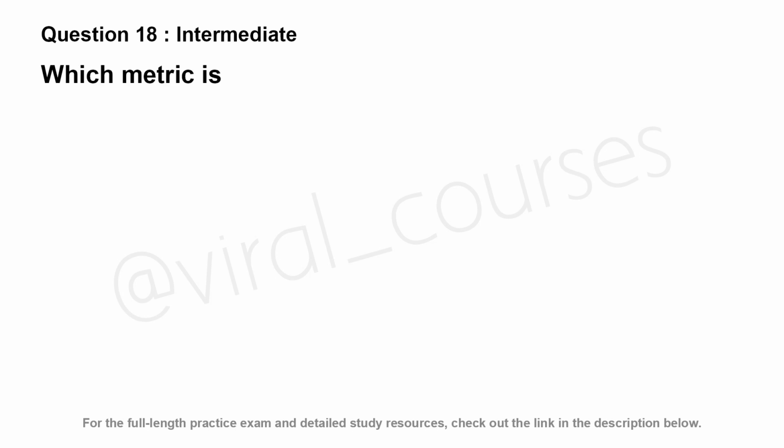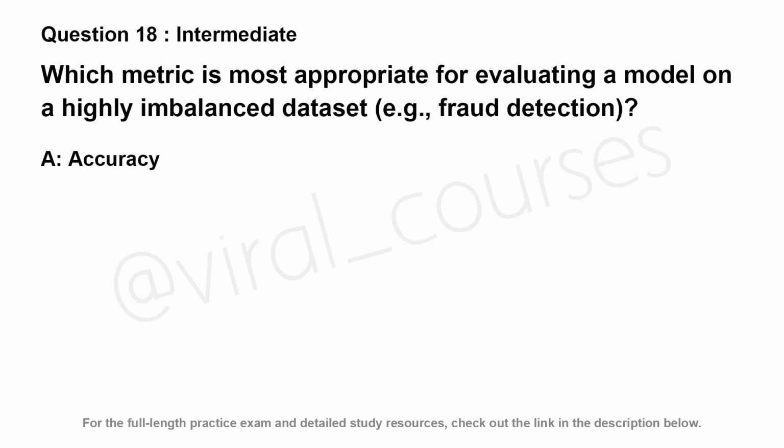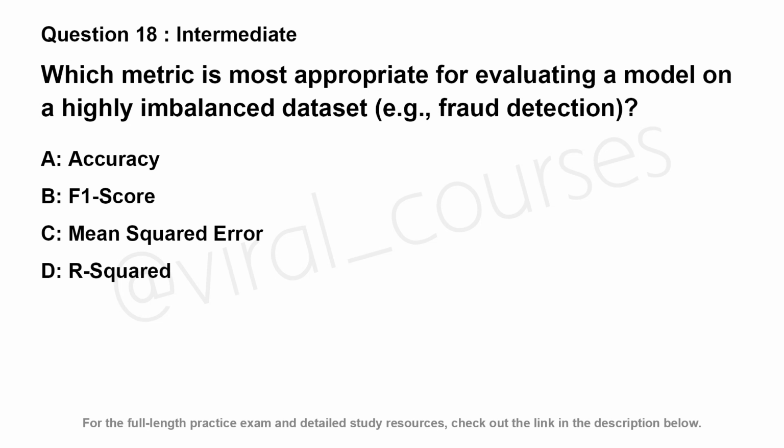Which metric is most appropriate for evaluating a model on a highly imbalanced dataset, e.g., fraud detection? Option A. Accuracy. Option B. F1 score. Option C. Mean squared error. Option D. R squared.